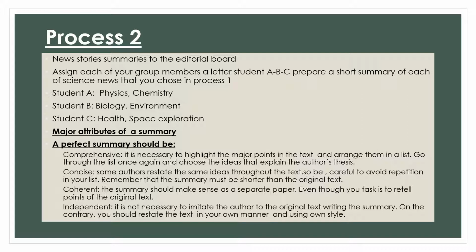Major attributes of a summary. A perfect summary should be comprehensive. It is necessary to highlight the major points in the text and rank them in a list. Go through the list once again and choose the ideas that explain the author's thesis. Concise. Some authors restate the same ideas throughout the text, so be careful to avoid repetitions.